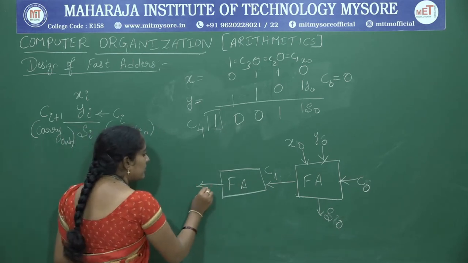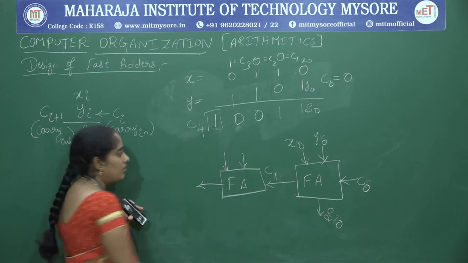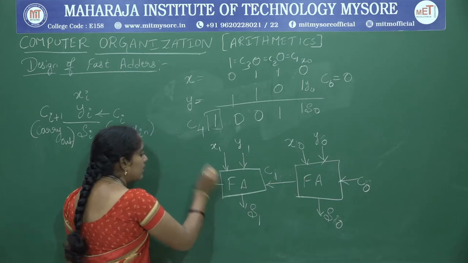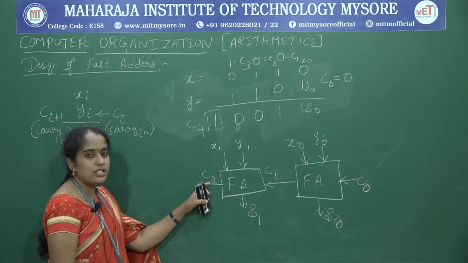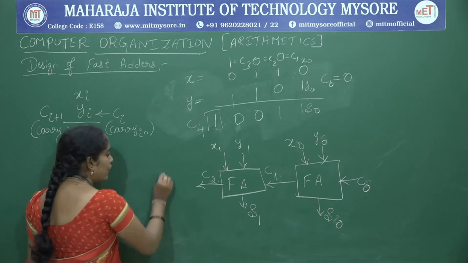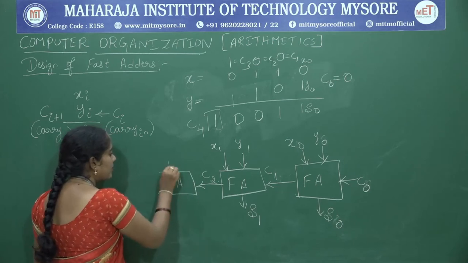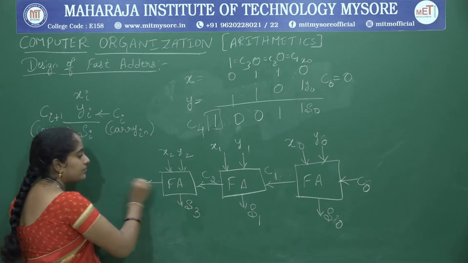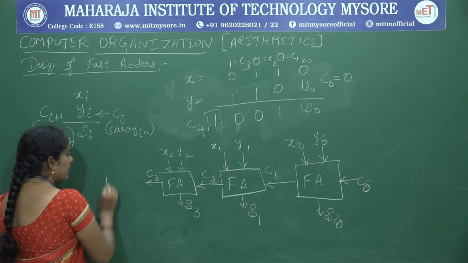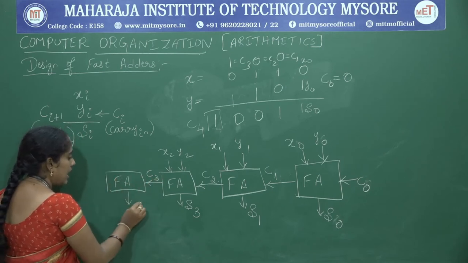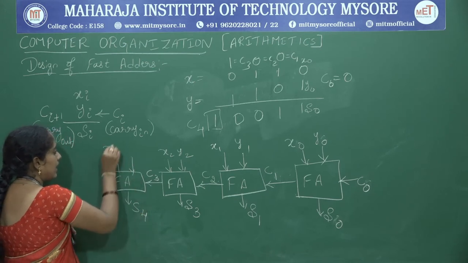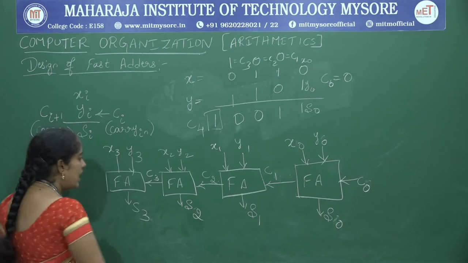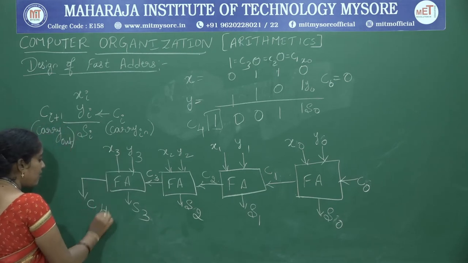Okay. So the next is the second column, it is x1, y1, the sum is S1 and the carry is C2. Now this carry C2 will become the carry in for the next column. Now FA, this is x2, y2 and the sum is S2 and the next is C3. Next is FA, X3 and Y3. Okay, sorry, it is S2 and S3. And the last carry is C4.